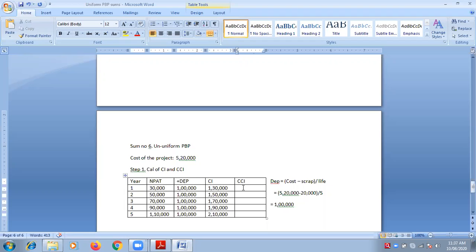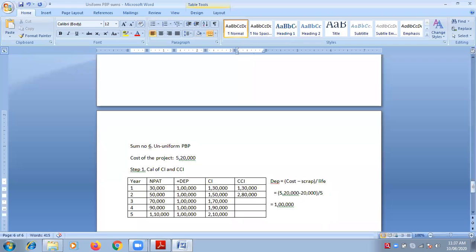I have calculated CI. So the second step is CCI. How to calculate CCI? First figure is always same. The first figure is always same. Now, the first figure was 1,30,000. Adding this 1,30,000 to second figure 1,50,000. What would be my second year CCI? I hope it would be 2,80,000. If I'm not wrong, please write me in the chat box.